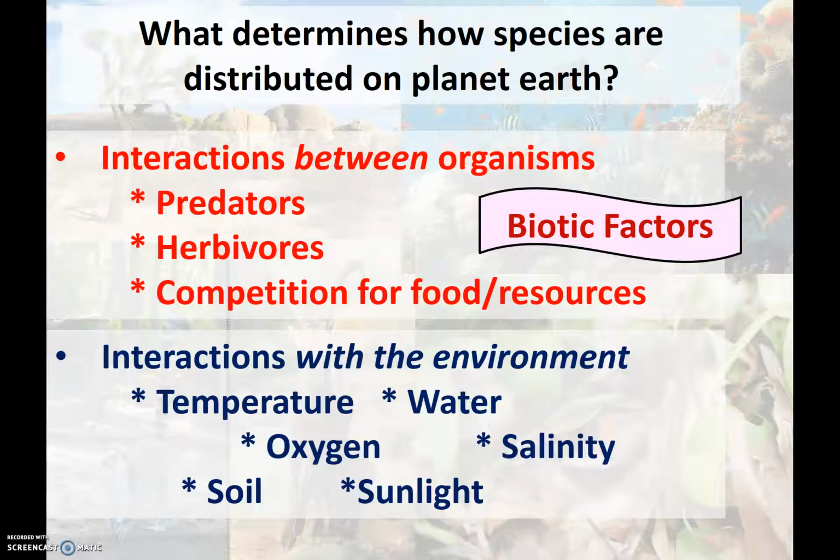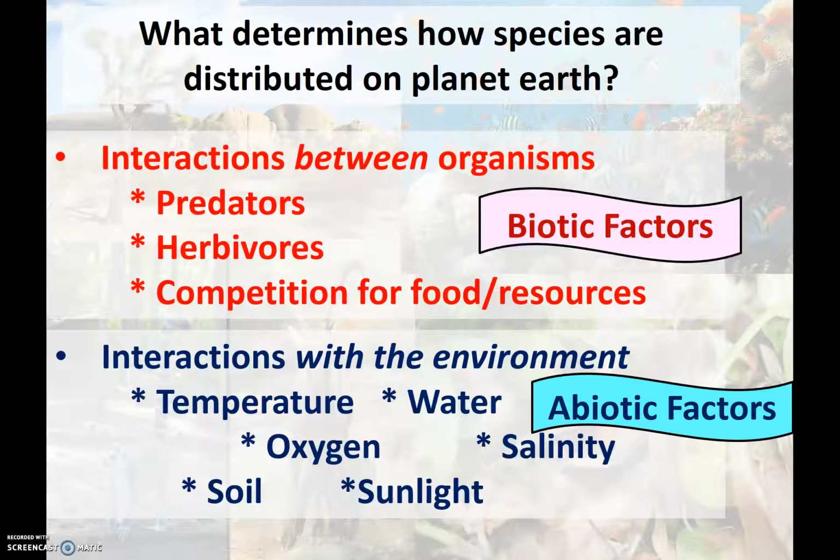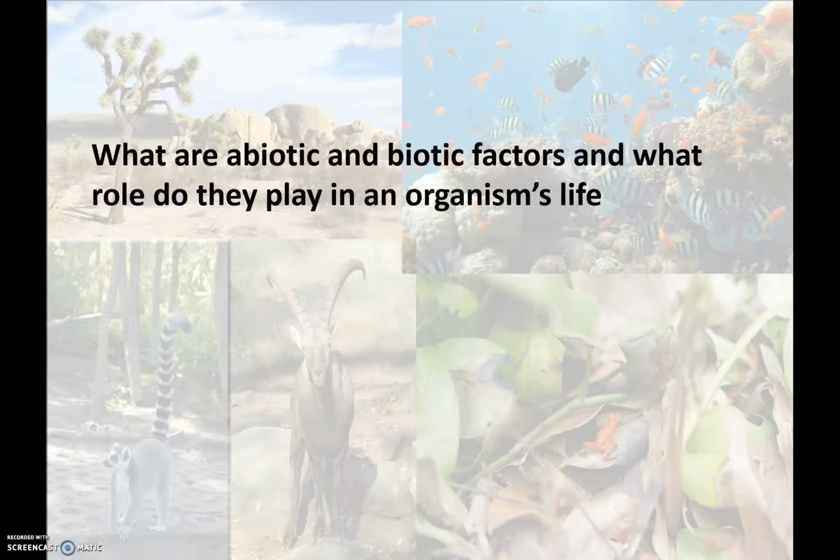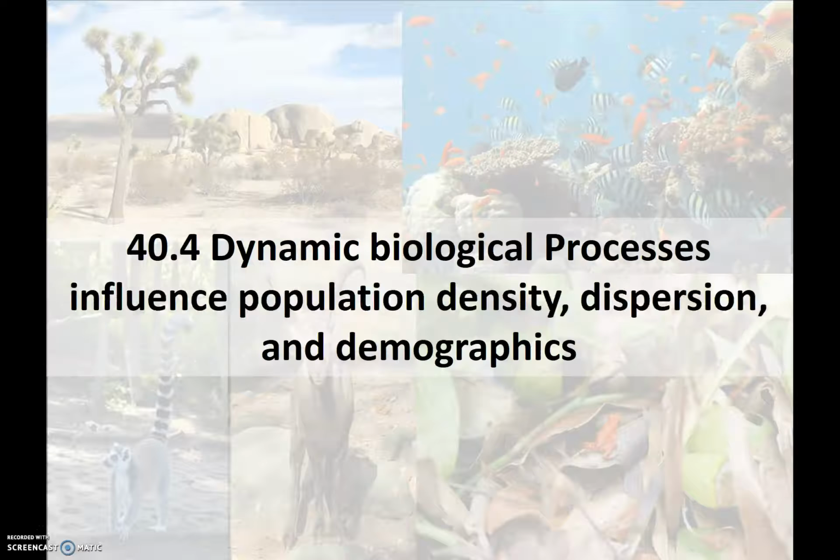So this top here in red are your biotic factors, the interactions of living things that affect populations and communities and ecosystems. And the things down here in black are your abiotic factors that are going to influence different populations of species on Earth. Okay, so what are abiotic and biotic factors, and what role do they play in an organism's life goes in your box 2.